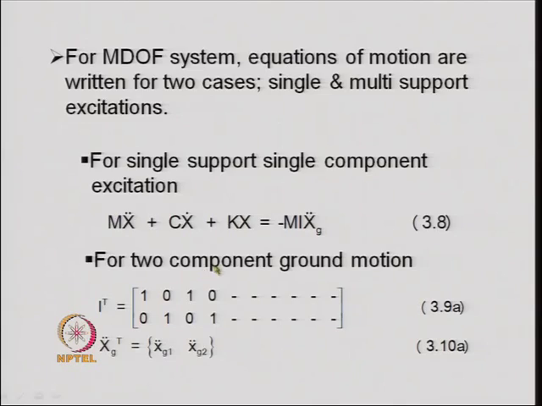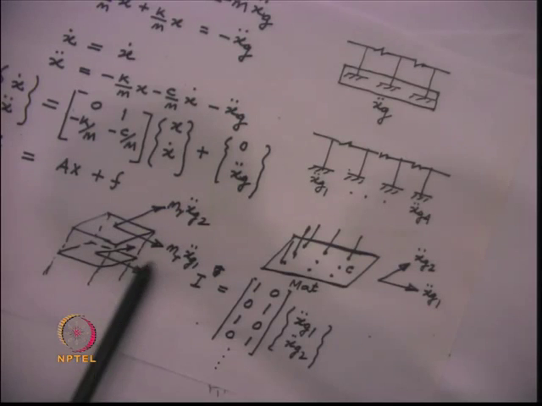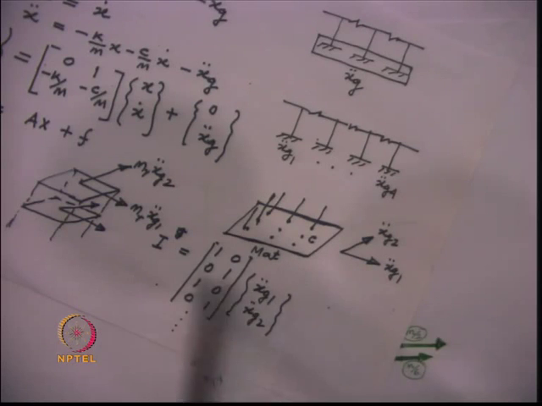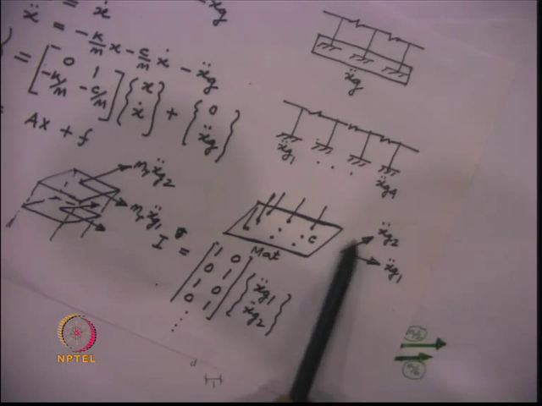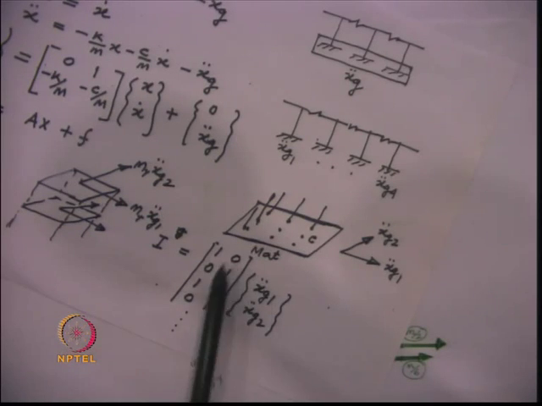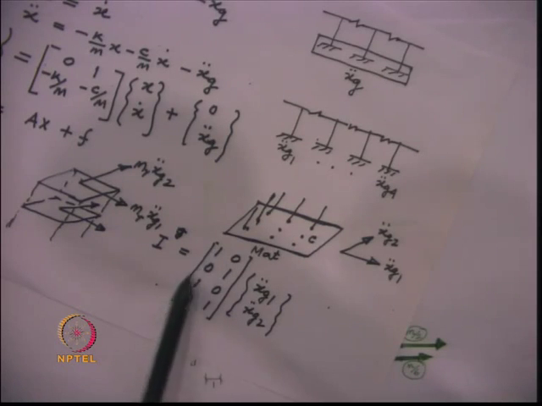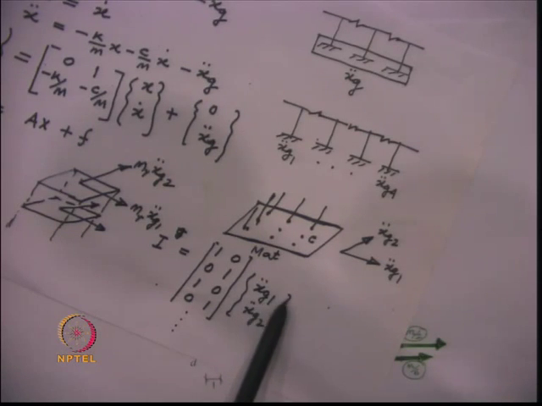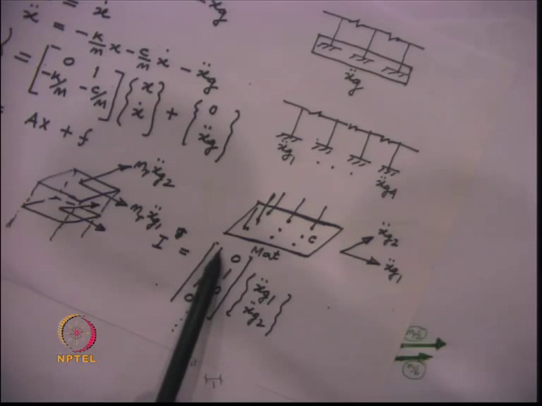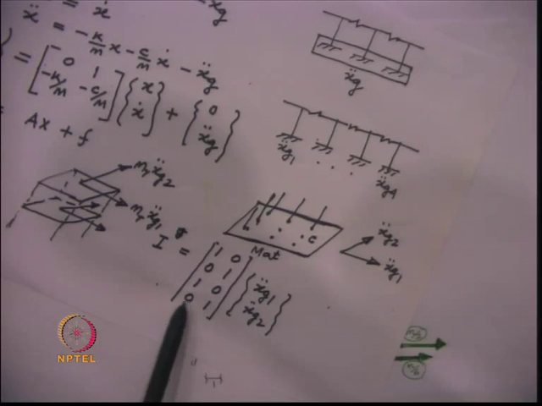But if we have a two component ground motion, then the influence coefficient vector I can be written like this. For example, this is a system in which we have got two ground motions, one in this direction, other in this direction. Then one can represent the acceleration by this formulation, where I is a matrix of 1 0, 0 1, 1 0, 0 1 and so on. This is a vector of x double dot g1 and x double dot g2. If we multiply this vector by the first row over here, then it becomes simply x double dot g1, this becomes x double dot g2, again this becomes x double dot g1, then x double dot g2 and so on.